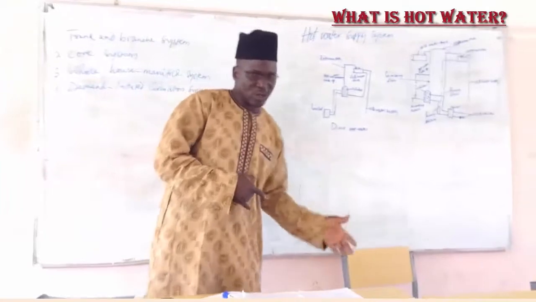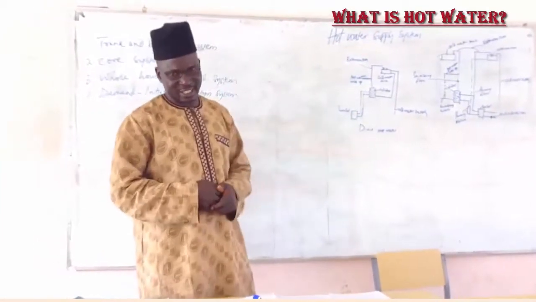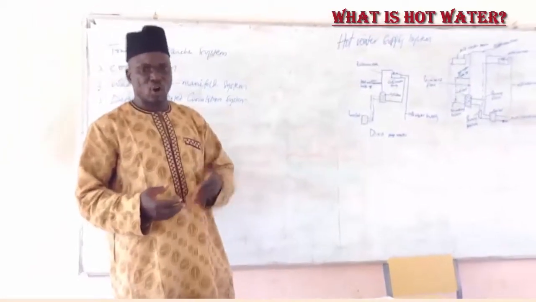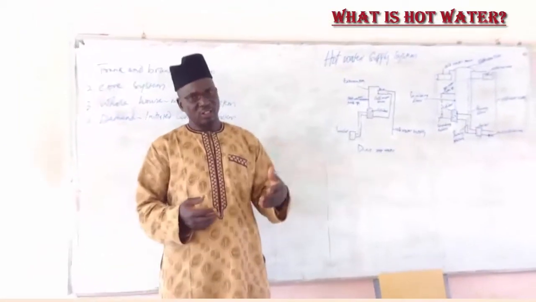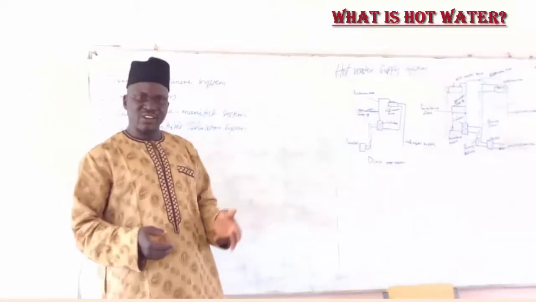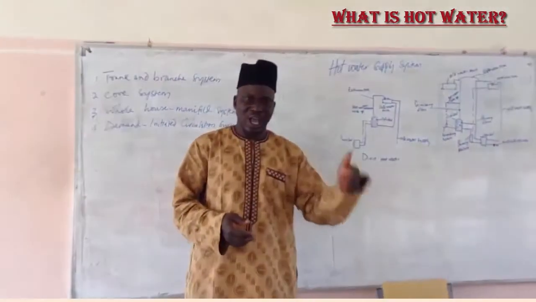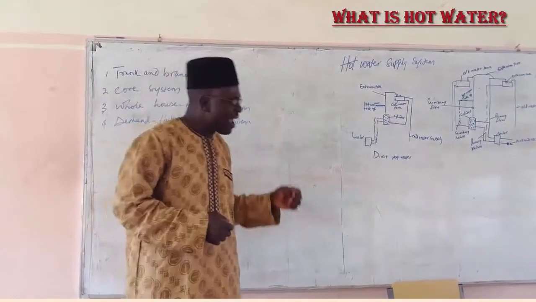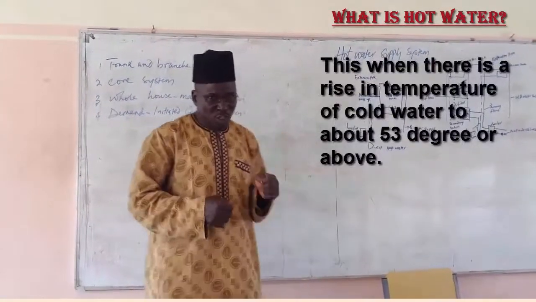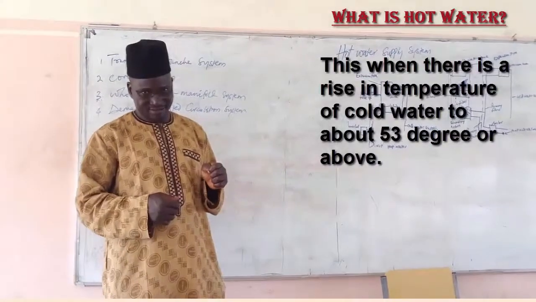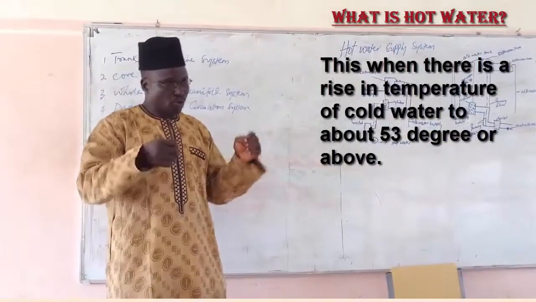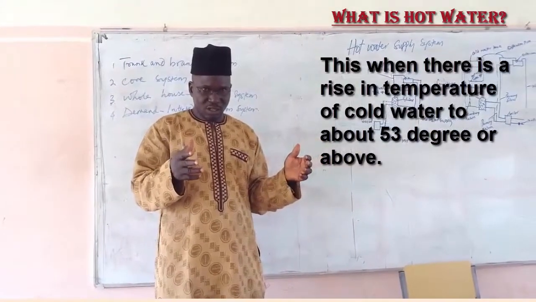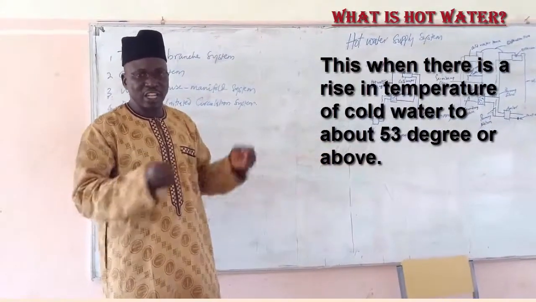When we look at cold water, we say it's natural, that it comes from the stream. All water comes from rainfall, goes through the stream, either river or ocean. All those are natural cold water. Hot water is when the temperature of this cold water is raised up to 53 or thereabout. It is called hot water in our domestic homes.